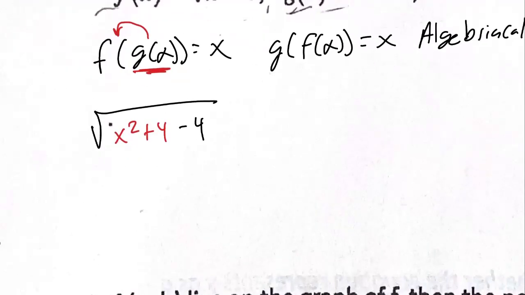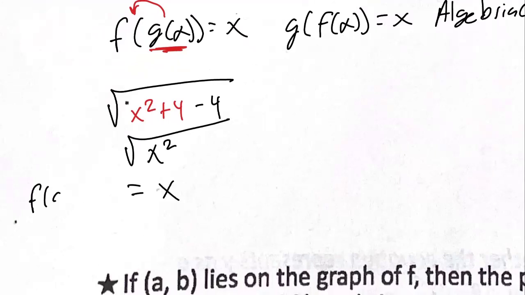Simplify it. The square root of x squared is just x. So that means f of g of x is indeed x. So this checks out.